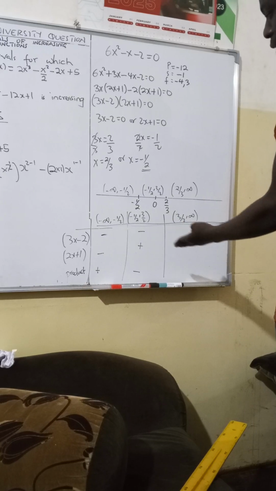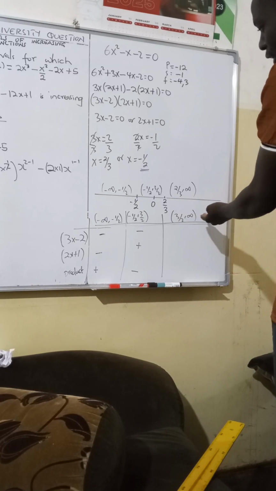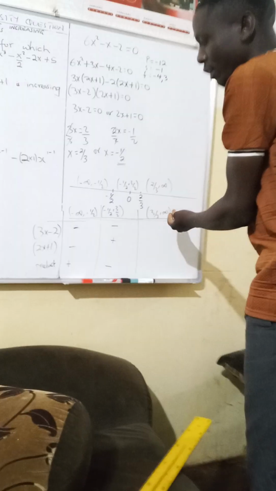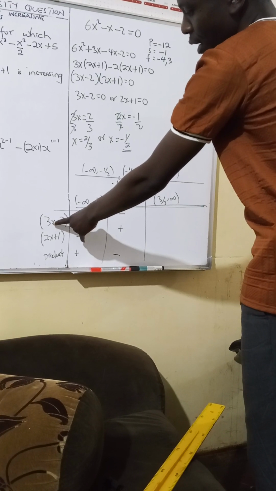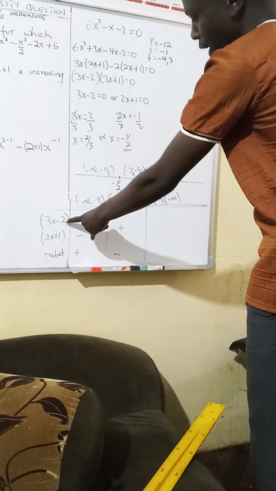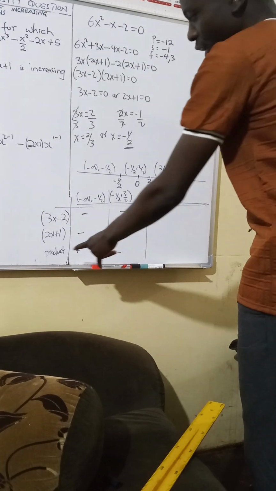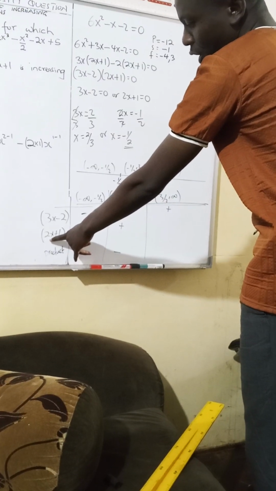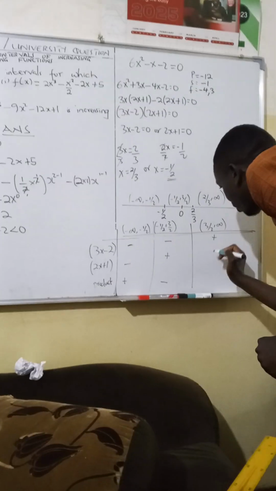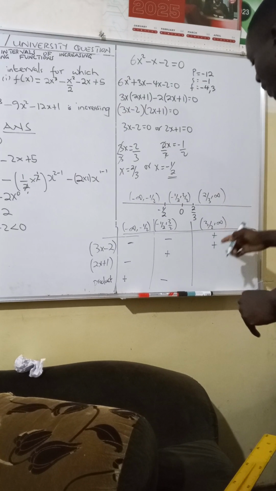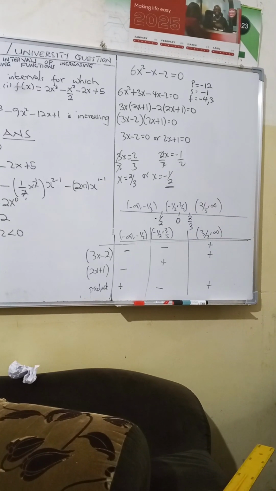This is the testing table. It's called the testing table. Then from positive 2 over 3 to positive infinity, I can pick a value of positive 1. So if I pick positive 1, 3 times 1, it's 3. 3 minus 2, it's 1. So I'm going to get a positive value. If I plug in a 1 in my second equation, 2 times 1, it's 2. 2 plus 1, 3. I'm going to get a positive value. Positive times positive, I'm going to get a positive value.